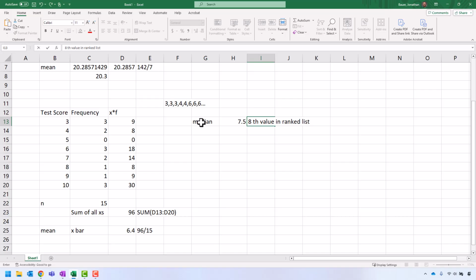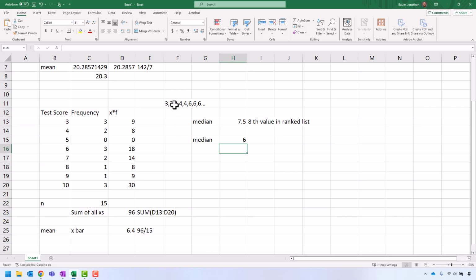That's that middle number. So if I go over here, I've got 3 3's, 2 4's, 0 5's. So this is the 5th, the 6th, 7th, and the 8th numbers are all 6's. So my median here for this is 6. Since I know it's the 8th number, I'm looking to find where is 8 in this list and what its score is going to be. So there's 3 of these. Then the 4th and the 5th are 4's. The 6th, the 7th, and the 8th data points are 6's. So that's how we're getting a 6 there.